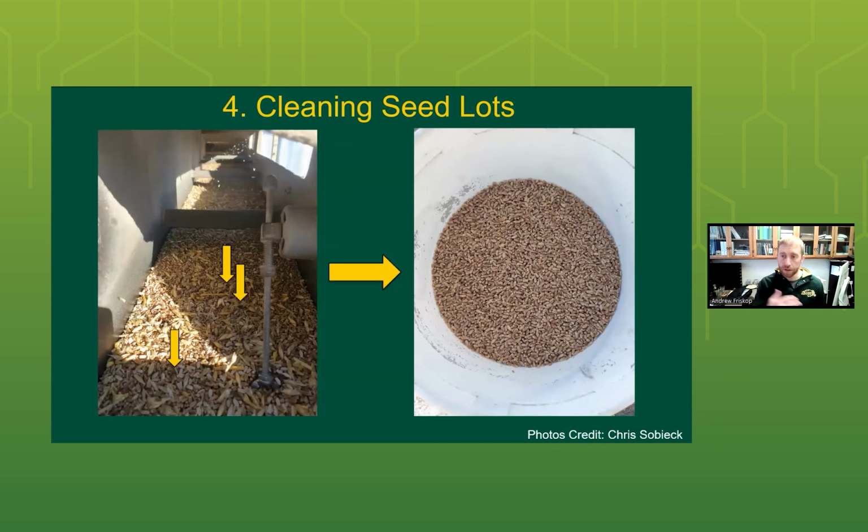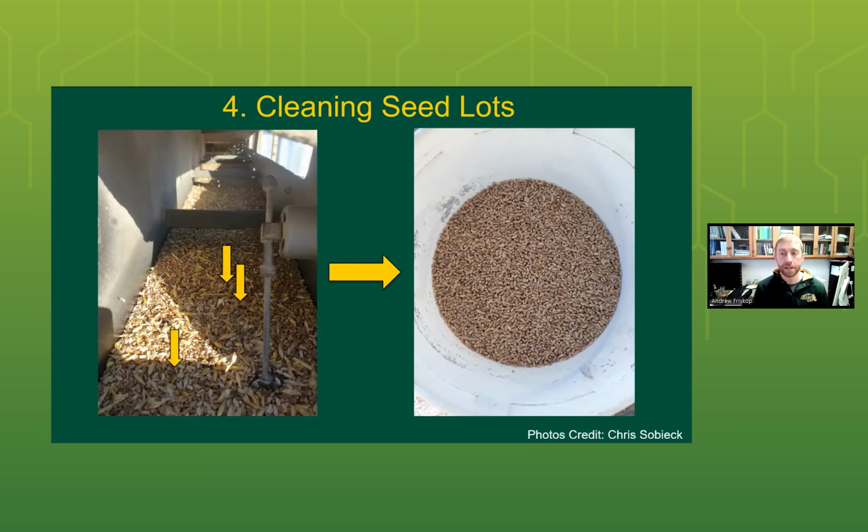Another management tool you can have in the post-harvest sphere is cleaning seed lots. Now, when you think about cleaning, by far the most effective cleaning source we have is color sorters. They're able to remove pretty much all ergot bodies in a grain lot. Now, in North Dakota, we don't have access to color sorters. They're not widely available, they can be expensive, and they take quite a long time.